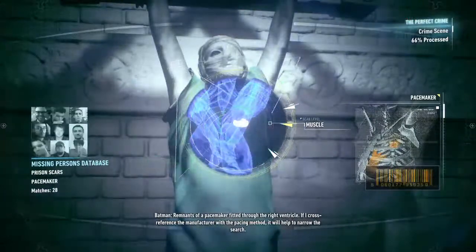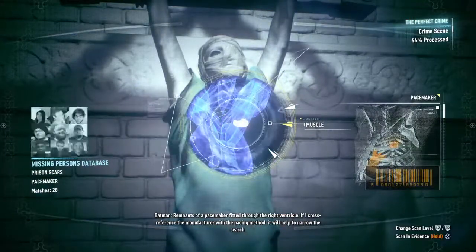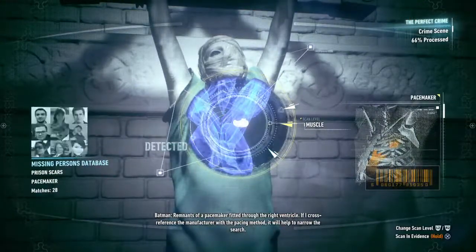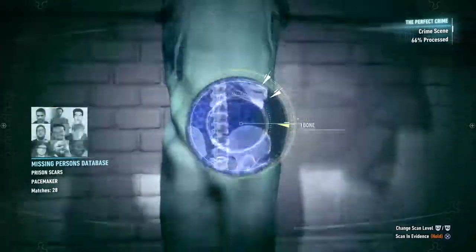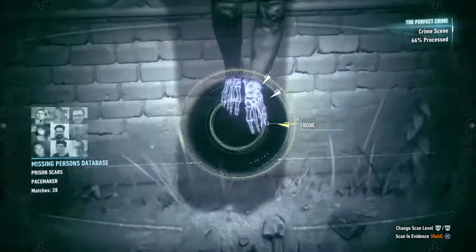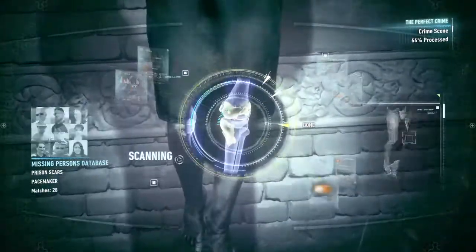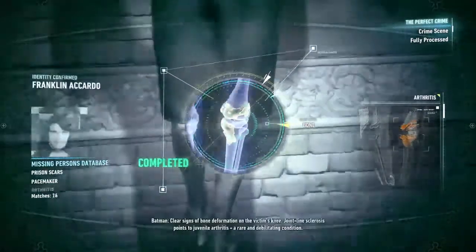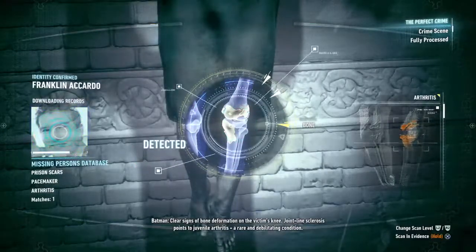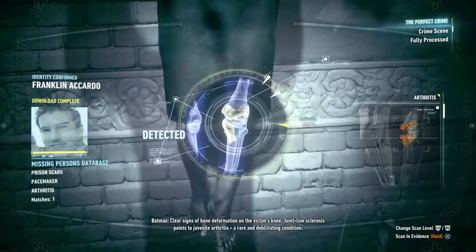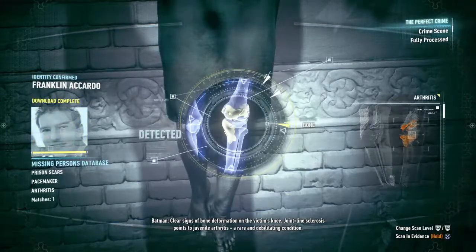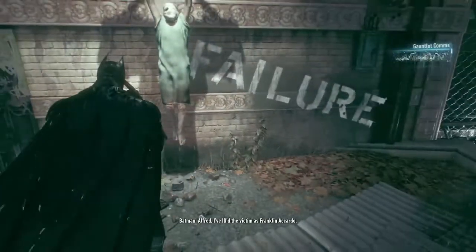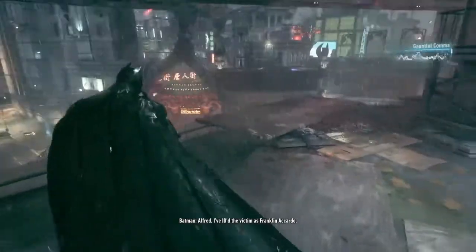Remnants of a pacemaker fitted through the right ventricle. If I cross-reference the manufacturer with the pacing method, it will help to narrow the search. Clear signs of bone deformation on the victim's knee. Joint line sclerosis points to juvenile arthritis, a rare and debilitating condition. Alfred, I've ID'd the victim as Franklin Accardo.